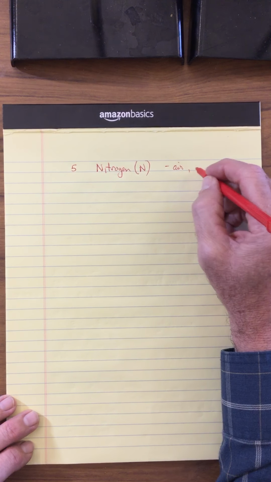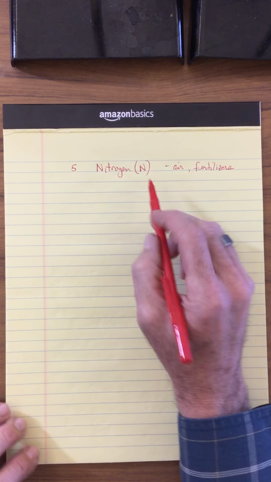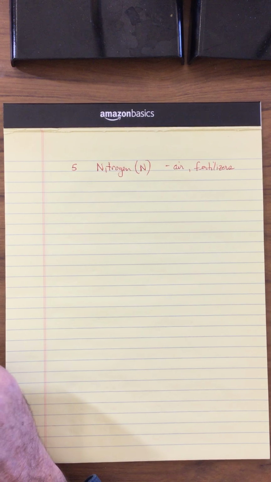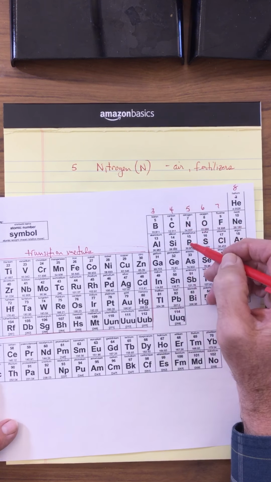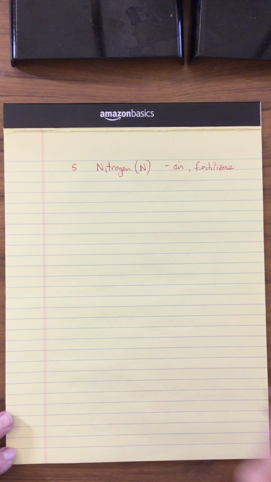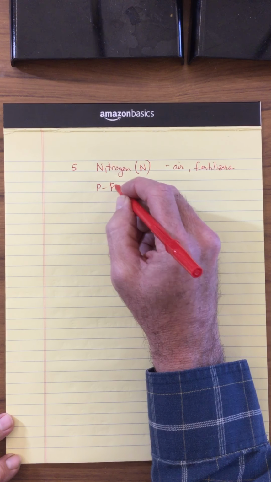It's also found in fertilizers. Right now, people are buying a lot of fertilizer to water their lawn. That's because it contains nitrogen. That nitrogen is what makes the pigment in grass green, which is chlorophyll. Chlorophyll needs to have nitrogen in order to be greenish in color. Also in this group, we'll find phosphorus underneath of it. So we have P, which is phosphorus.